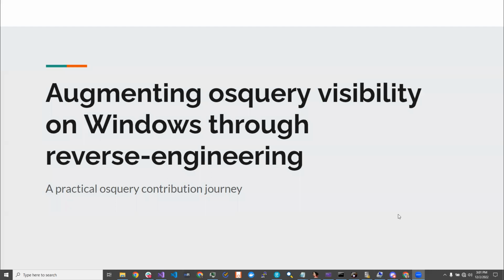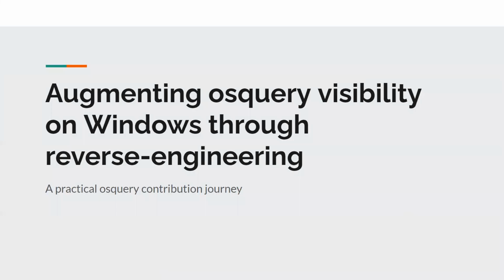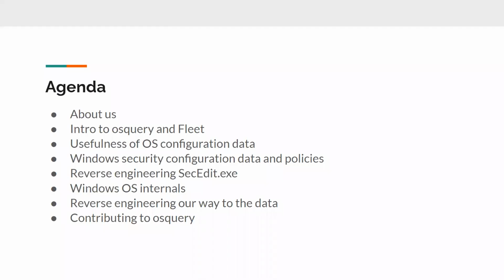It should be pretty interesting. Today we're going to talk about how we augmented visibility on Windows for osquery. We will start by talking a little bit about the two of us, what Fleet and osquery are for those that are not familiar, what you can do with operating system configuration data, and what Windows has in terms of that type of security configuration data. Then Marcos will take you through how we reverse engineered some built-in Windows tools so that we could understand some internal APIs that are undocumented, all the way through contributing back to the open source osquery project so the visibility could be augmented for everyone that uses it.